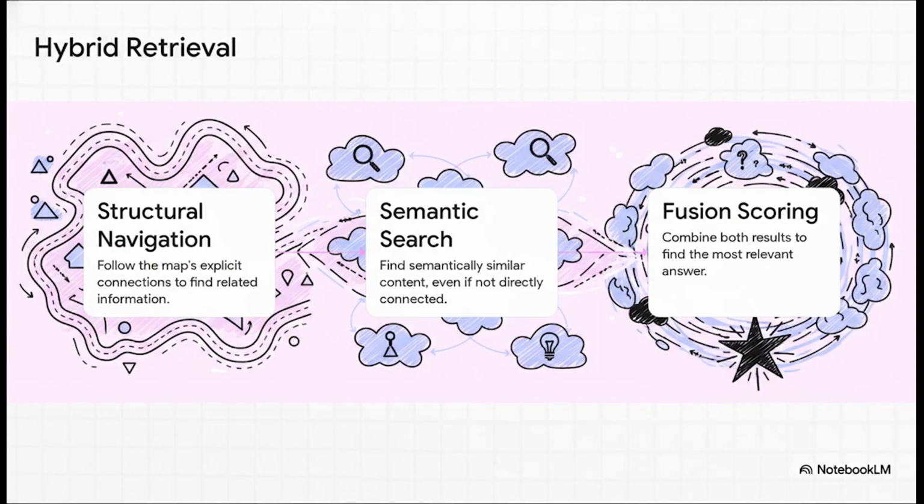Okay, so the AI has this amazing map. Now what? How does it actually find your answer? It uses a really smart method called hybrid retrieval. It actually does two things at once. First, it follows the literal roads on the map, the direct connections between, say, an image and the text describing it. At the exact same time, it does a different kind of search, looking for things that have a similar meaning or vibe, even if they aren't directly linked. Then it just combines both sets of results to find the absolute best, most relevant answer.